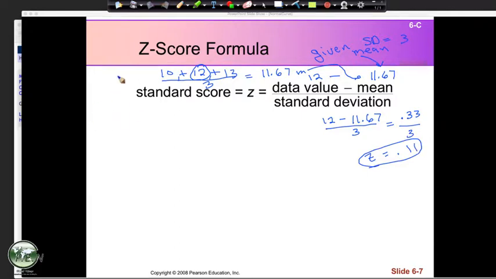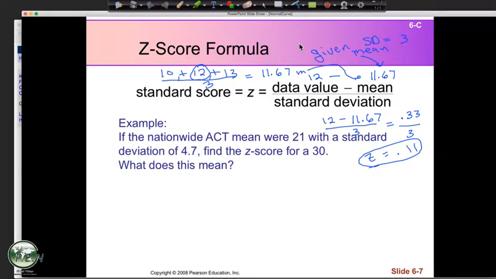Okay, so let's walk through. This slide will actually get us to walk through a calculation. So, an example, the national ACT. Anyone take the ACT? What is that? It's some college test.